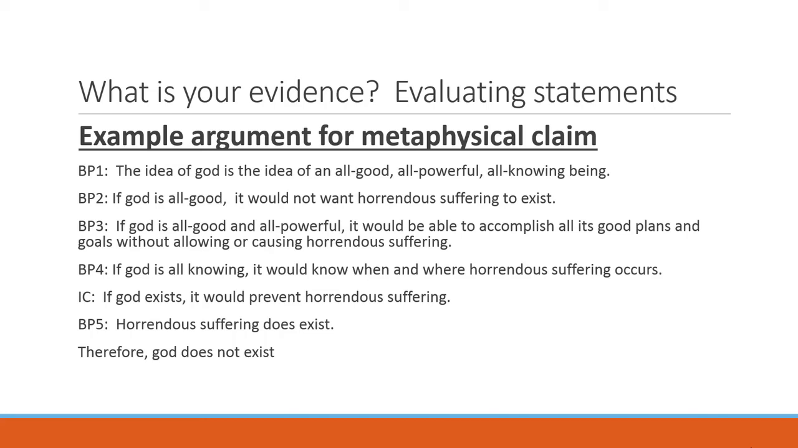So, let me just recap this argument really quick because it's a strategy for making an argument for a metaphysical claim. Basic premise 1 starts with a definition of God. Basic premises 2, 3, and 4 are analytic claims derived from analyzing the various concepts, all good, all powerful, and all knowing. The intermediate conclusion, if God exists, God would prevent horrendous suffering, follows from the basic premises. Basic premise 5 is an empirical claim which, in the context of this argument, offers some direct support of our conclusion.